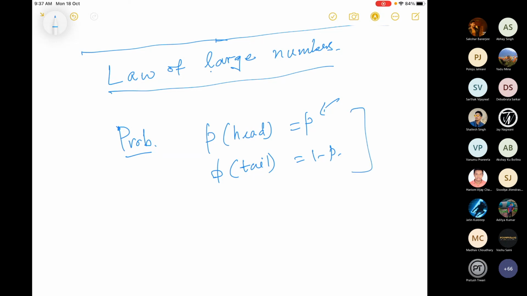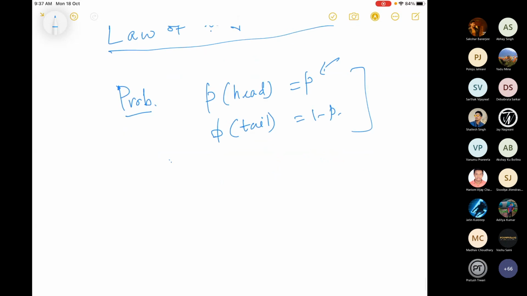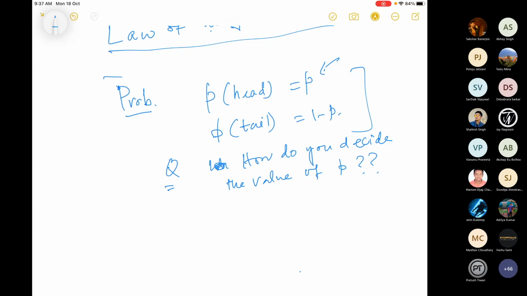So the question here is, when you make a decision based on a coin toss, whether the coin is biased or not, how do you find this bias? What is the value of P? How do you decide the value of P? This is my question. So from here we'll start statistics, but not in a formal way, as I'm saying.